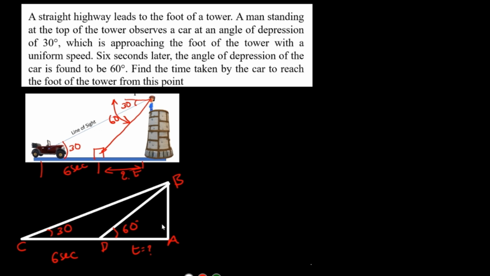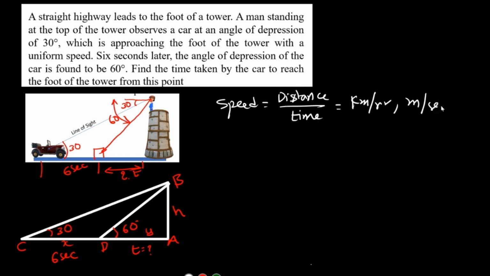Let's always assign variables so that the problem becomes very easy. The CD distance is X, the DA distance is Y, and the height of the tower is H. Now first we will see what the speed is. Speed is the distance traveled divided by the time. It is usually measured in kilometers per hour or meters per second. For a bus or car, we say you are traveling 60 kilometers per hour. That means in 1 hour, you travel 60 kilometers. So we get the speed by dividing distance by time.